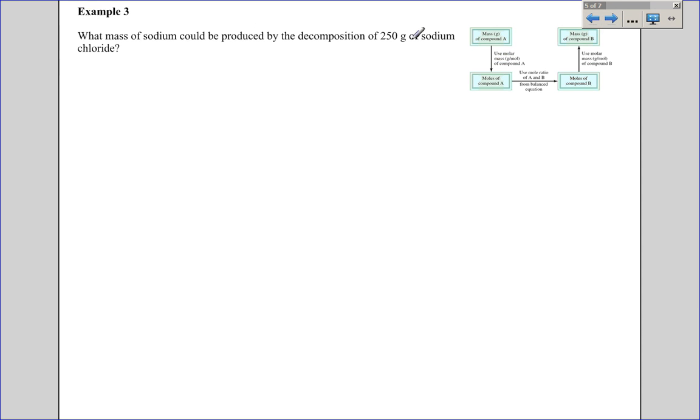Okay, we'll do one more example together and then you can try one on your own. So what is the mass of sodium that could be produced by the decomposition of 250 grams of sodium chloride? So we've got sodium chloride, the decomposition reaction, we produce sodium and chlorine. Okay, this is one of the reactions we learned earlier in the year. Decomposition of an ionic compound into its elements.